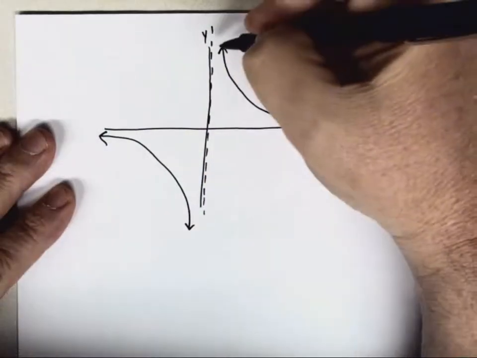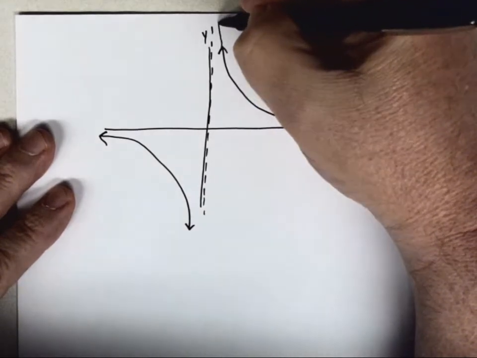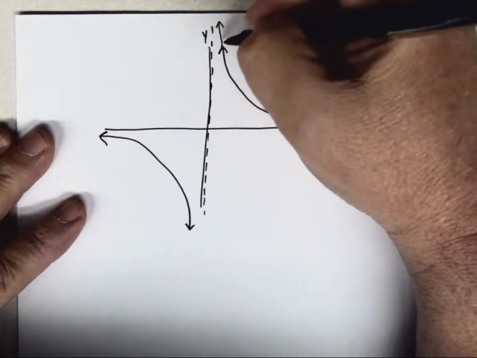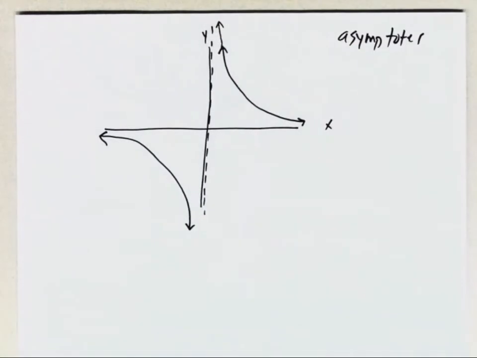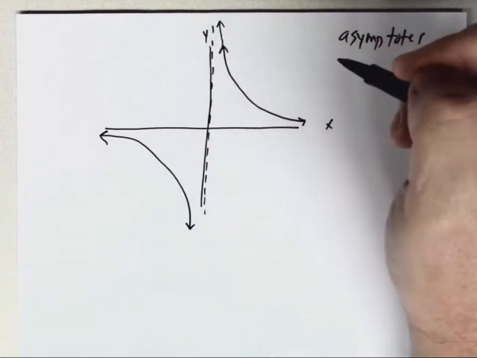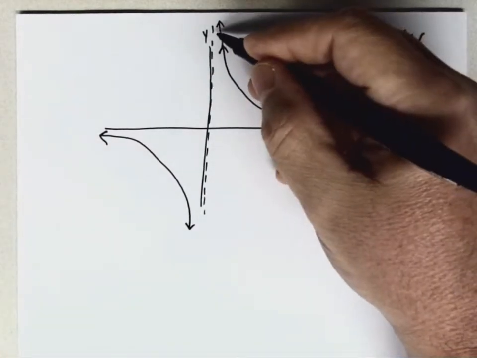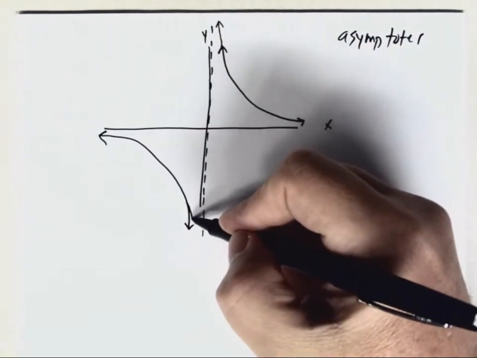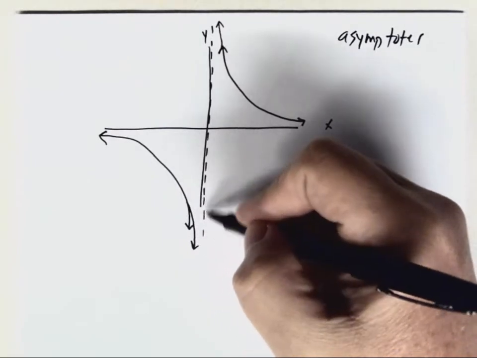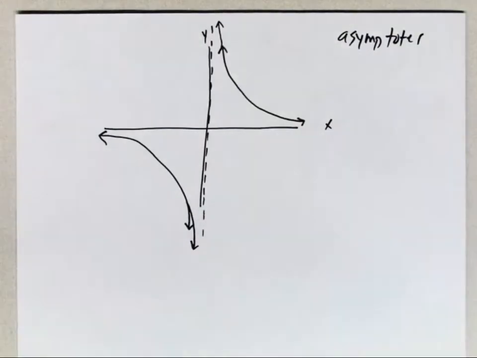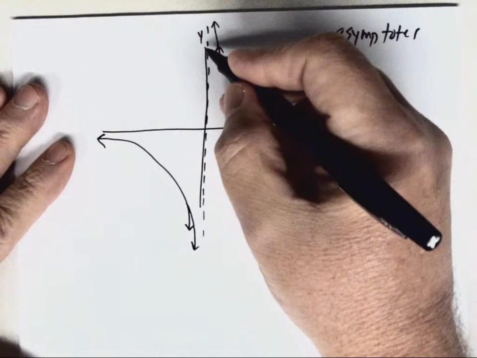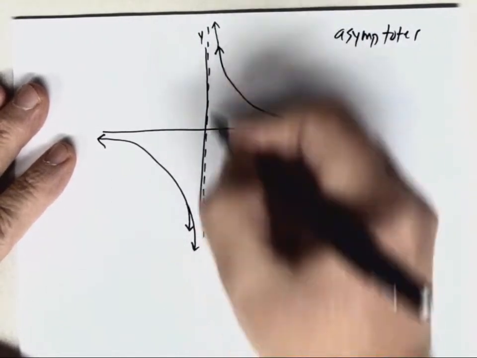Because what happens is this graph, as it goes up, gets closer and closer and closer to the y-axis, but it never, ever actually touches the y-axis. It gets super close, but it never touches it, because this is an asymptote. And the rule is, the graph cannot cross or touch an asymptote. And as it goes down, once again, it gets very close to the y-axis, but still never touches it. This is called a vertical asymptote. Vertical means up and down.